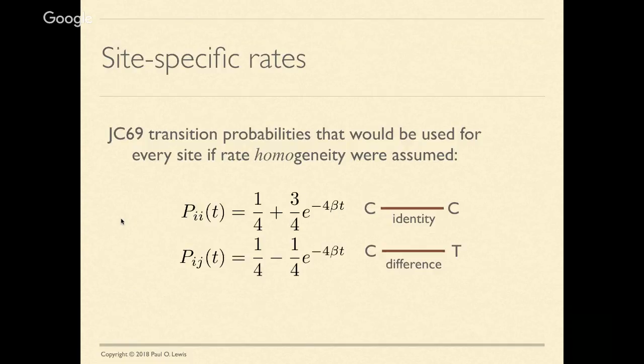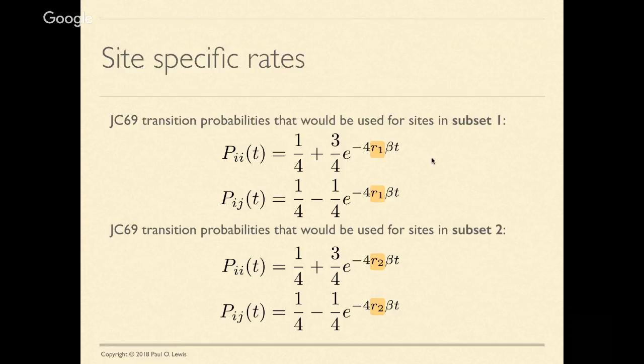This is what you would use if rate homogeneity were assumed, if you're assuming the same rate for every site. But if you're assuming this site-specific rates approach, then for the sites that are in subset 1, you're going to stick in R1 here as a modifier of beta. So you're going to scale beta based on the value of R1. And for subset 2, you're going to stick in R2. So we only have to calculate the likelihood once for every site, but the rate that we're using for that site changes depending on this predefined categorization of sites into subset 1 or subset 2.